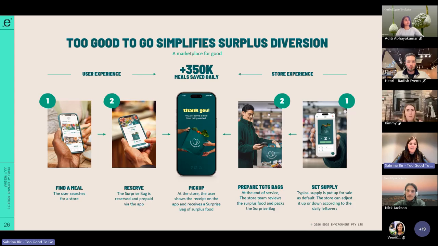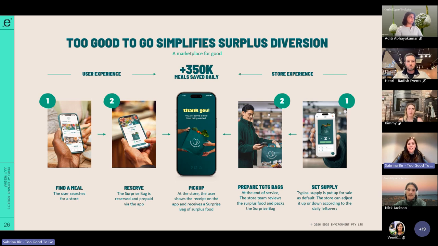Our partners put it up based on the surplus that they have every day. Consumers go in, they reserve it. It gives them the opportunity to try a new place they've never tried before, and get surprised with what's in their bag. And it's worked really, really well, I guess, for our market as well. And it puts the full control with our partners.